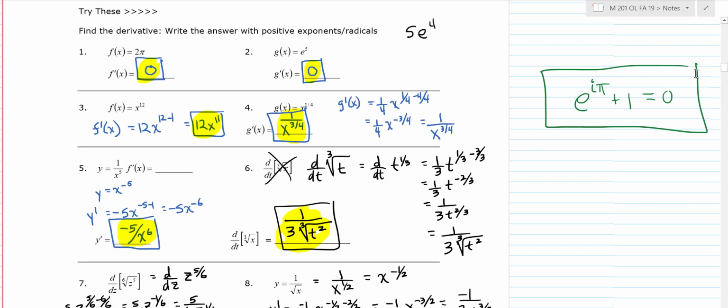It's very godlike. All right, so here's the next thing you should have got. 3, let's see, that would be 12x to the 11th.